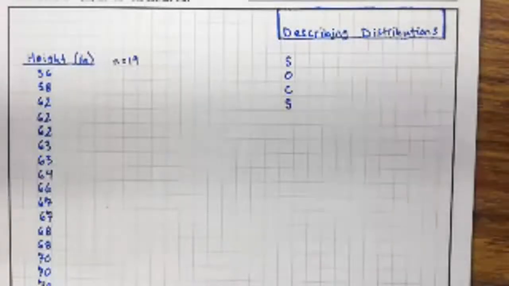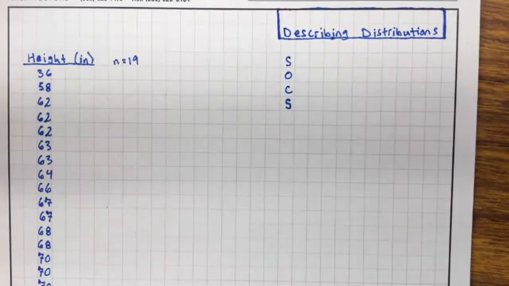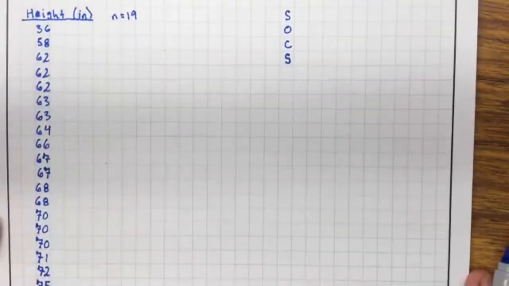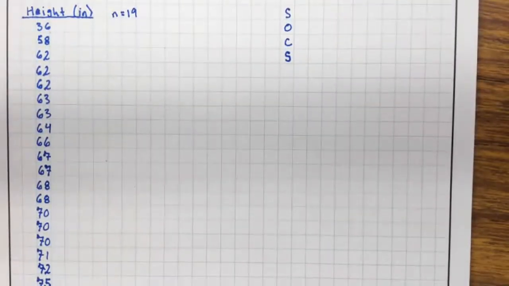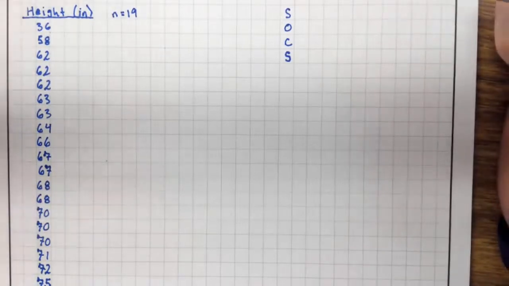Hey everyone, in this video we are going to try to describe a quantitative distribution. I have a little acronym set up that will help you along the way. When you are describing a quantitative distribution, it's one of the most important things in the class, truly. So there are four things to consider to describe a distribution.